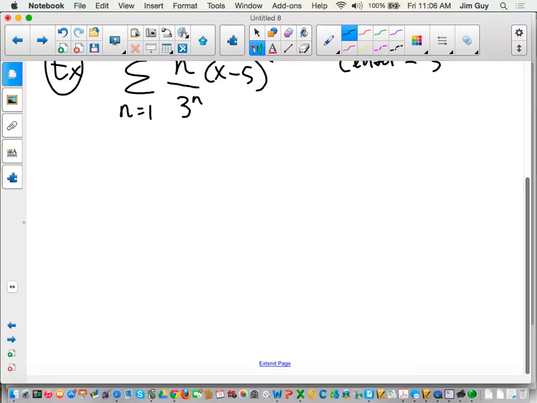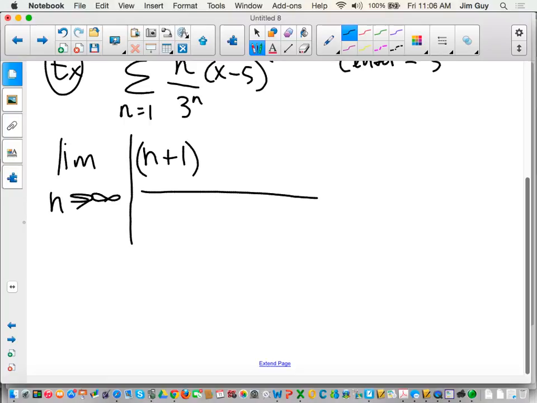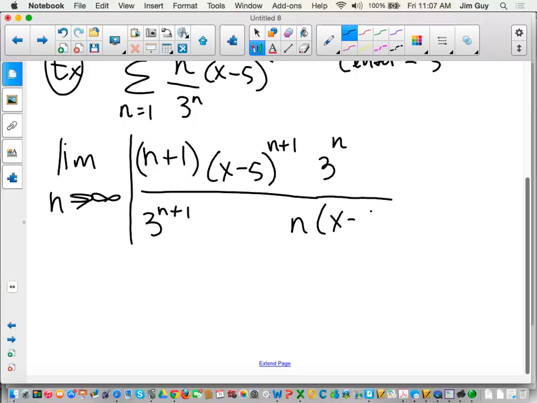Alright, so here we go. Stay awake. We've got a lot to cover in this one problem. So, the ratio test is the absolute value. We're going to add 1 to all of our n's. So we have n plus 1 here, and 3 to the n plus 1, x minus 5 to the n plus 1. So we took our original equation, added 1 to all of the n values, and now we're going to multiply it by the reciprocal of our original equation. So we're going to get 3 to the n here, and we're going to get n down here, and x minus 5 to the n here.